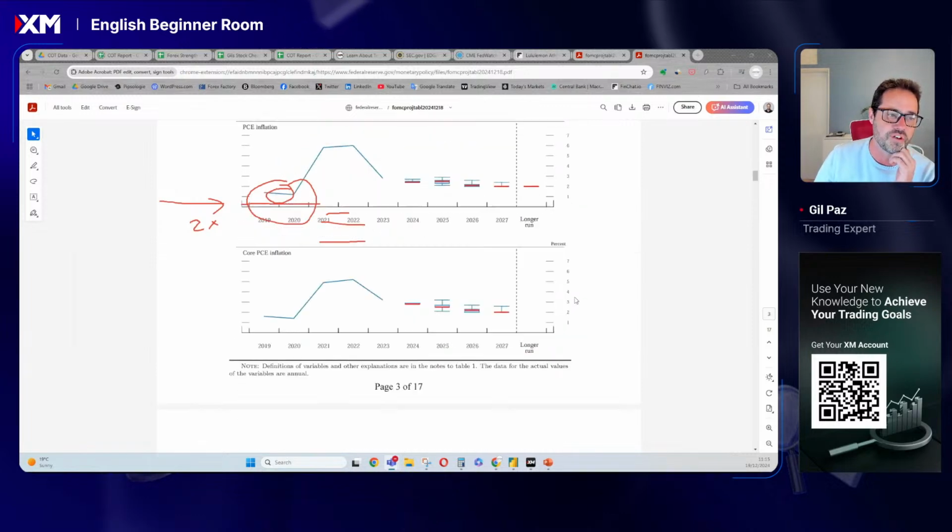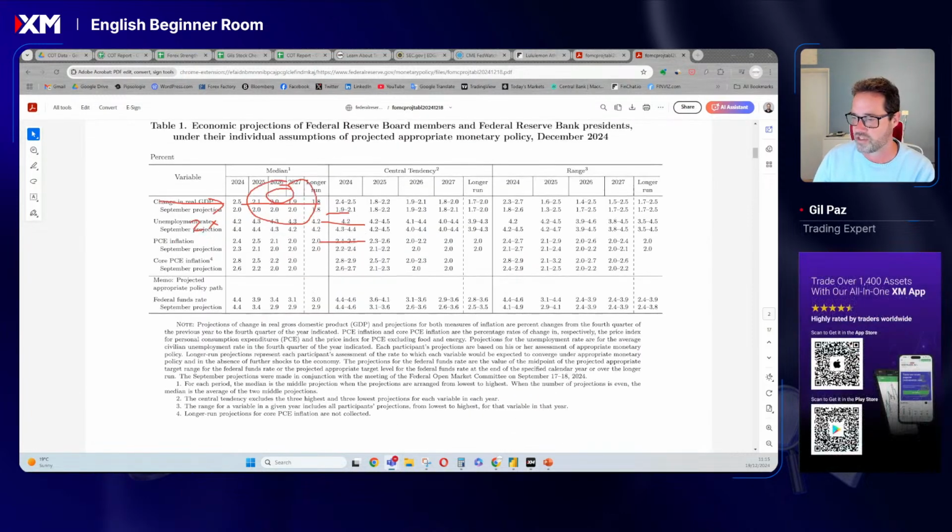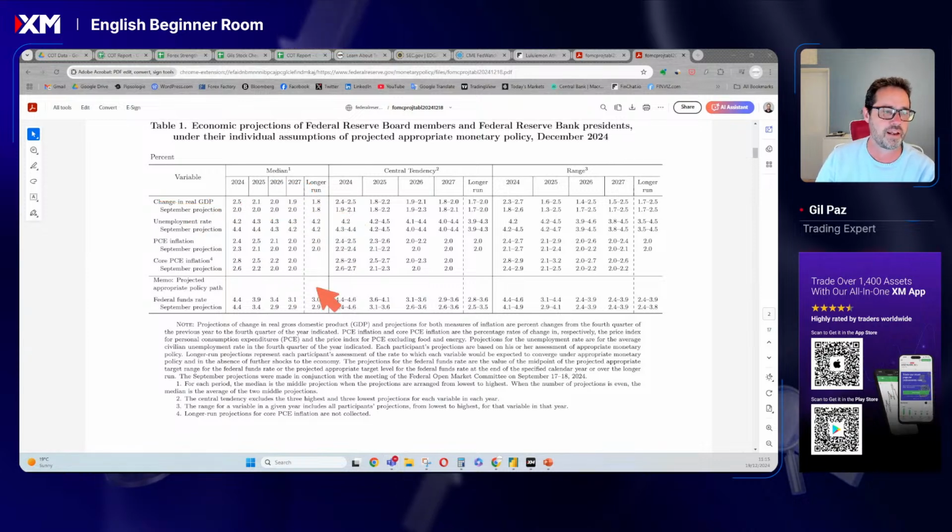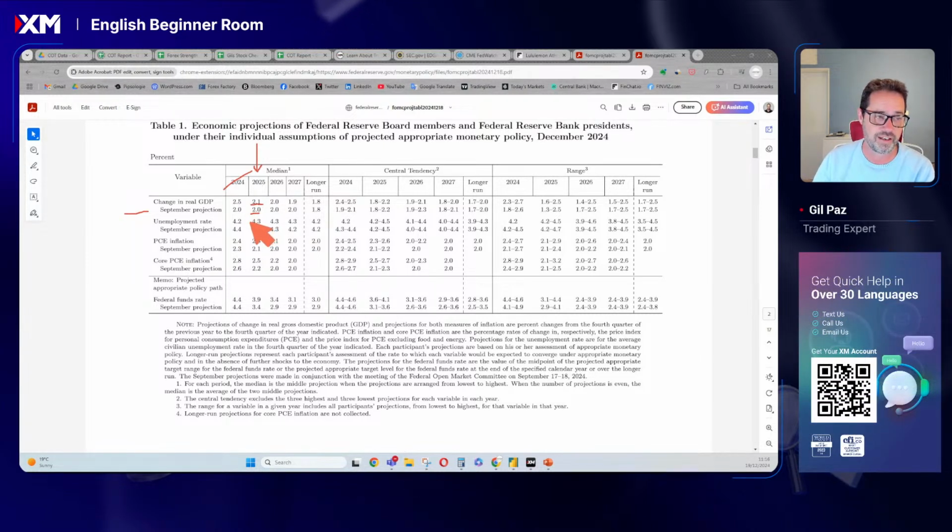Let's check the economic forecast of the Fed. This is quite an interesting table. 2024 is over, this is past. Let's look now at 2025. In the September projection, they believed that in 2025 the economy will grow 2%. Now they believe it will grow 2.1%. So better than before.